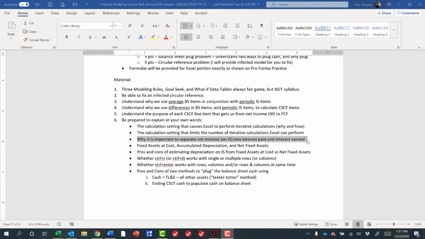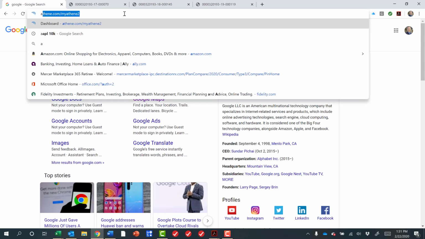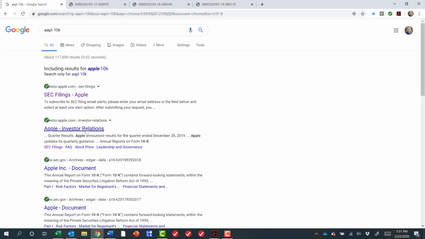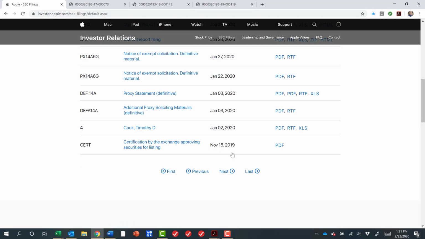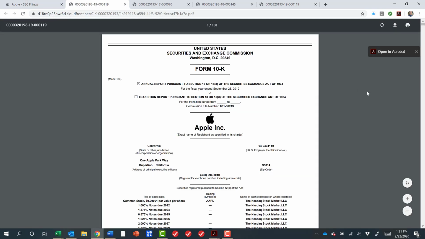One of the things we run into is a lot of companies just report a net interest on their income statement. So let's use Apple as an example. Let's come over here and just Google Apple 10K and see what we can find. And it looks like at the end of October they filed a 10K. We'll open the PDF version of that.